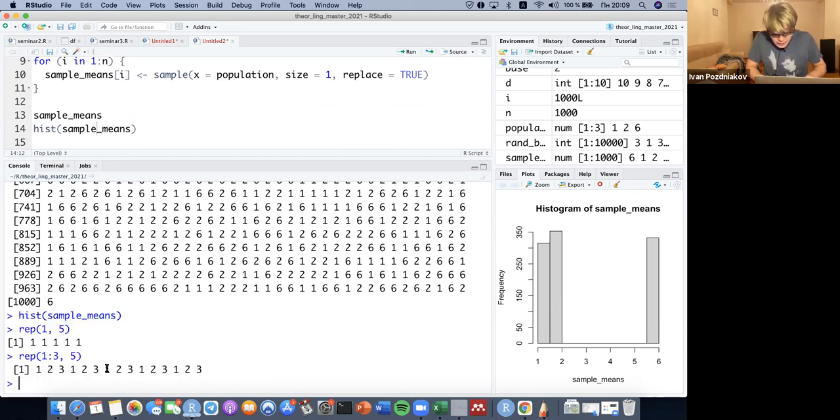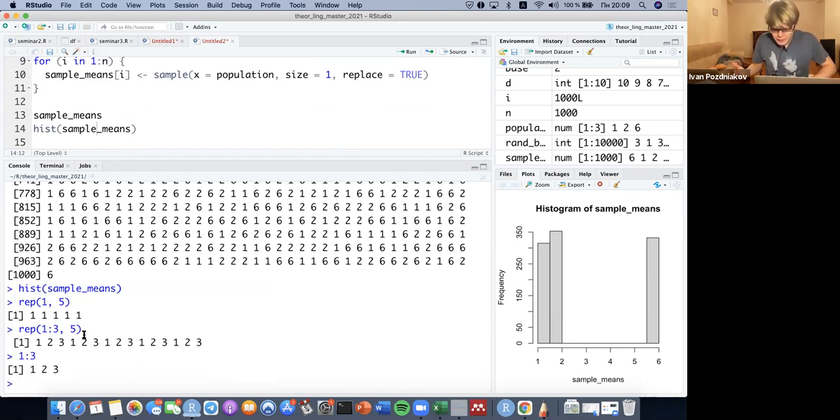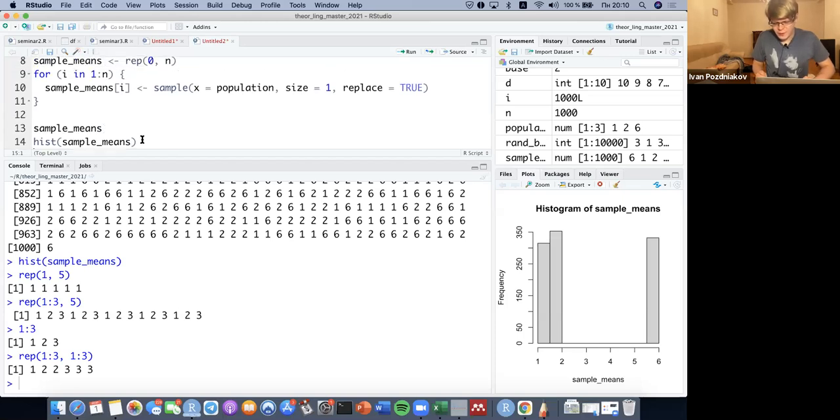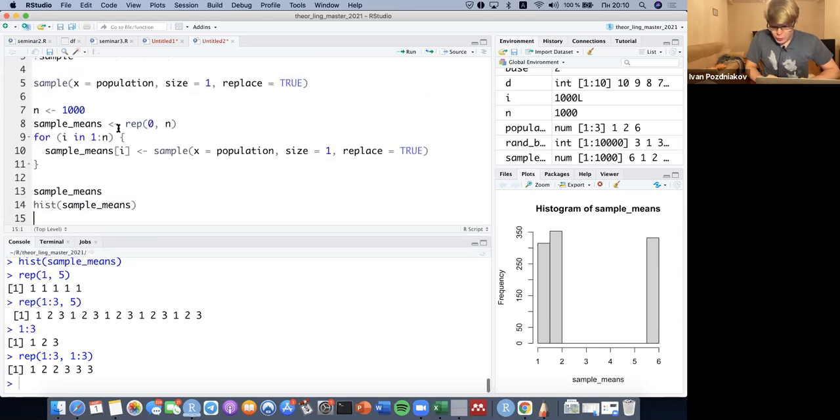So this is the vector 1, 2, 3. And with the function rep, we can repeat this 5 times, for example. Or you can do an even more complicated thing. For example, if the second argument in the function rep is a vector, and it is of the same length as the first vector, it will be repeated in the way you will see. So 1 is repeated once, 2 is repeated twice, and 3 is repeated 3 times. It's a very helpful function. It's better to know this function than not to know it. I hope you understood what it does here.